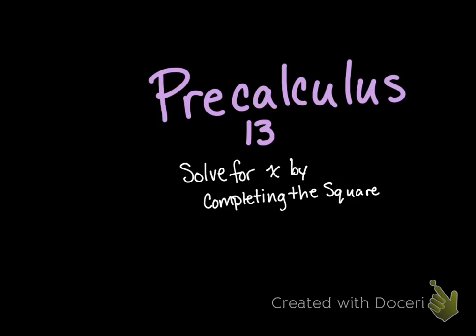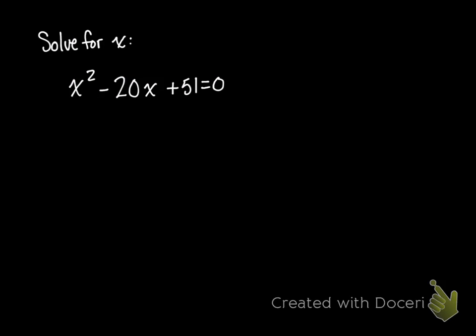In this video, I'm going to show you how to solve for x by completing the square, and this goes along with Precalculus lesson 13. So typically when we solve for x, we're going to factor, and we always ask, what are our factors of 51 that add to negative 20? In this case, 51 is prime. We can't solve it that way.